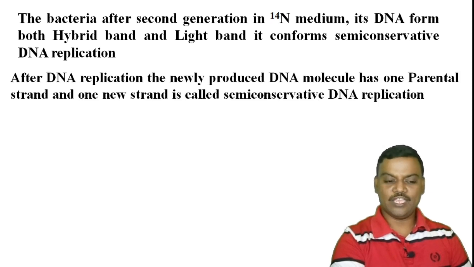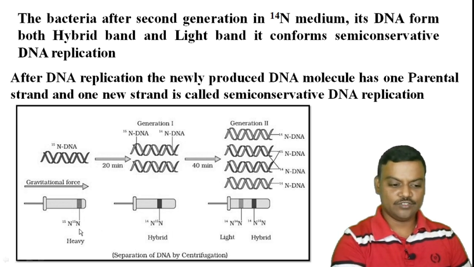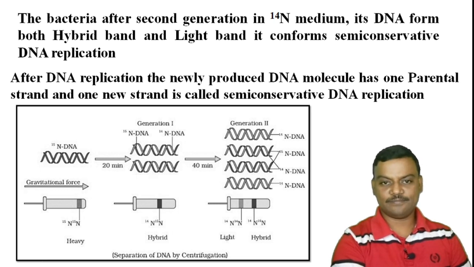So after DNA replication, the newly synthesized daughter DNA molecules have one parental strand and one newly synthesized strand, and that mechanism of DNA replication is called semi-conservative DNA replication. These are the valid points for this question. Along with that, you should draw this diagram. In this diagram, the first step forms a heavy band, and the second step forms a hybrid band. In the third step, it forms both light and hybrid bands.